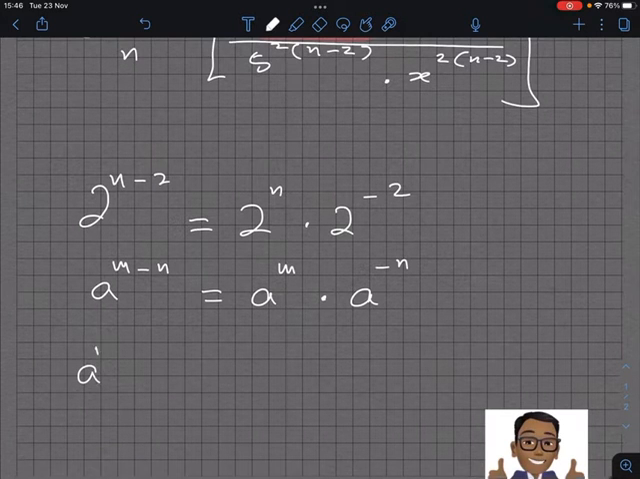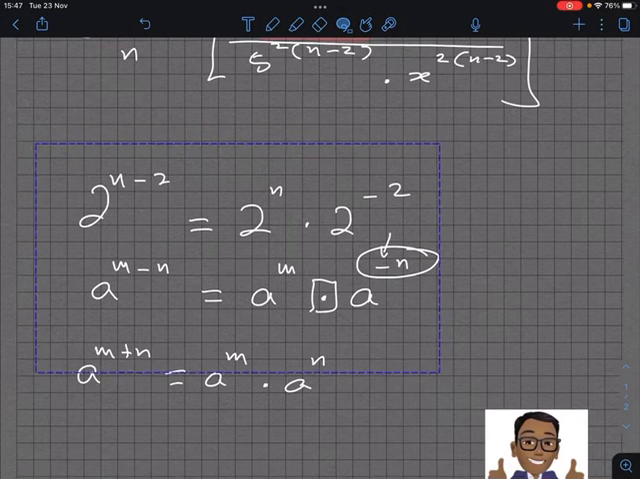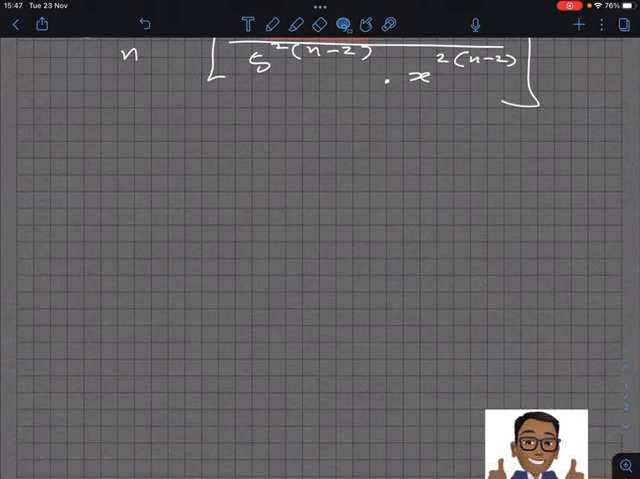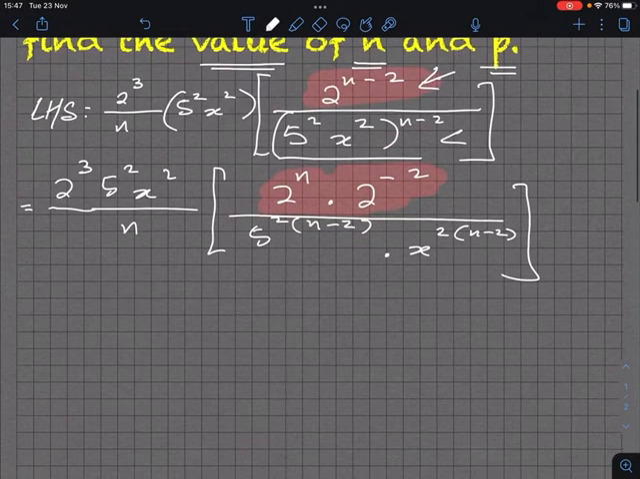If a to the power of m plus n is a to the power of m multiplied by a to the power of positive n, but if this is negative n, you can still multiply, no harm, just make sure that the negative index is still there. Take note of this. Let me erase. If you want to see it again, you can just rewind and replay. All right, so we shall proceed.